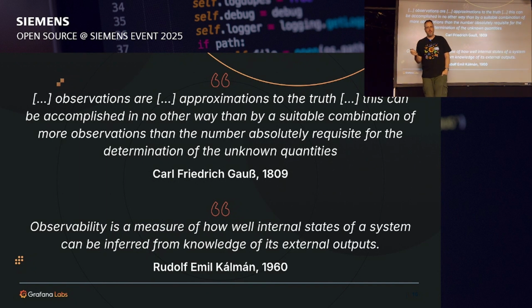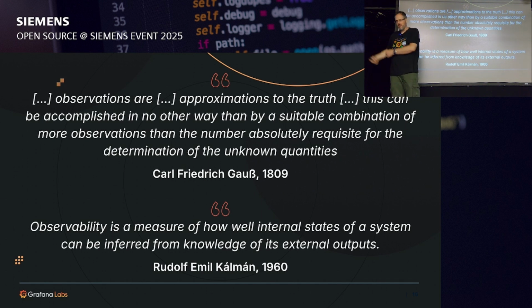Initially, it goes back to Carl Friedrich Gauss in the 19th century. Observations are approximations of the truth, and you have to take a little bit more measurements than you absolutely must to come to a reliable observation about whatever it is you're trying to observe. And then from control theory, when industrial systems became too large for one person to know everything, and they had to pour a lot of money and energy into researching how you could control more complex systems, Rudolf Emil Kalman defined that observability is a measure to which extent you can determine the internal state of a system just by looking at the outputs.